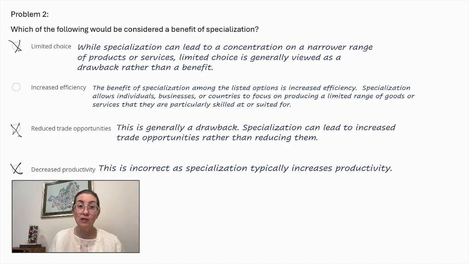Specialization allows individuals, businesses, or countries to focus on producing a limited range of goods or services that they are particularly skilled at or suited for. This focused approach often leads to greater proficiency and higher output with less input. Specialization can lead to improvements in techniques and processes, lower costs, and faster production times, all contributing to increased efficiency in the production of goods and services. Therefore, the clear benefit of specialization is the increased efficiency it brings to production processes, enabling more effective use of resources and enhanced output capacities.